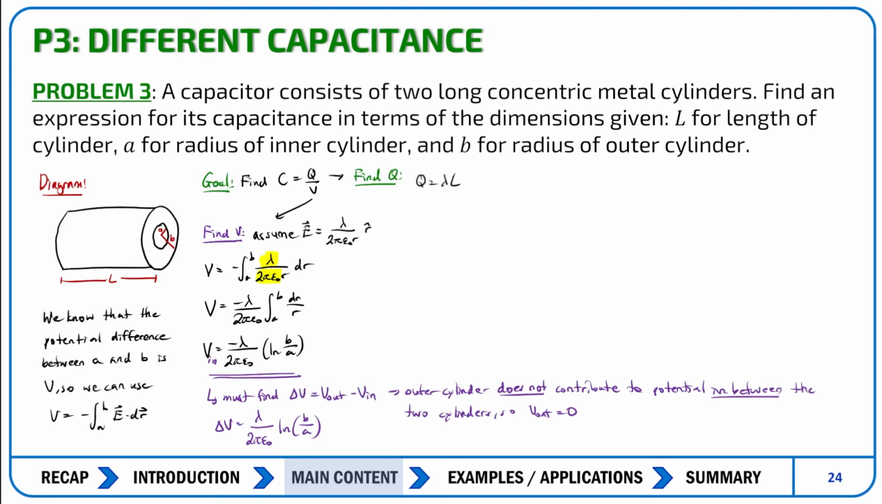So then we simply have our last step being solve for C. For C, we're going to get C equals Q over V. Q is lambda L over lambda over 2 pi epsilon naught ln of B over A, and that gives us 2 pi epsilon naught L divided by ln of B over A. And that would be our answer for capacitance for this problem.